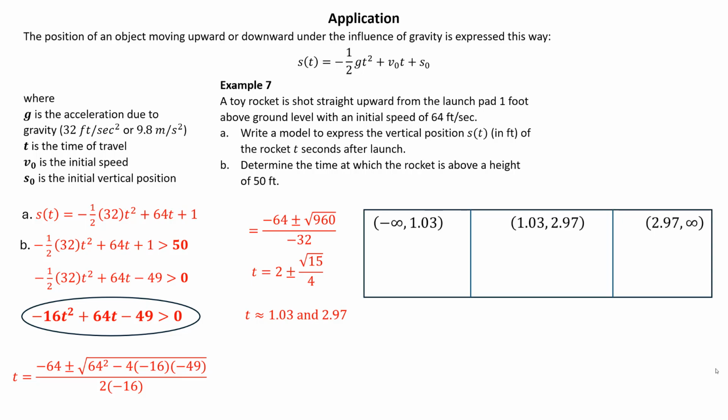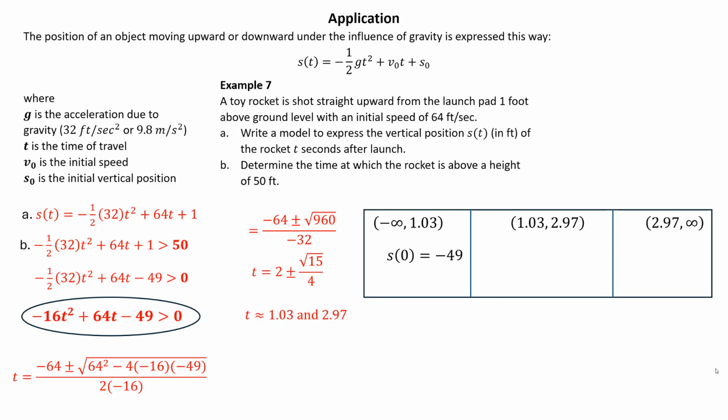And we just need to see when is the function positive, greater than 0, and when is it less than 0 on these three intervals. So from negative infinity up to 1.03, we picked 0 to check because it's in that interval. S of 0 is negative 49. So that interval is not part of our solution.